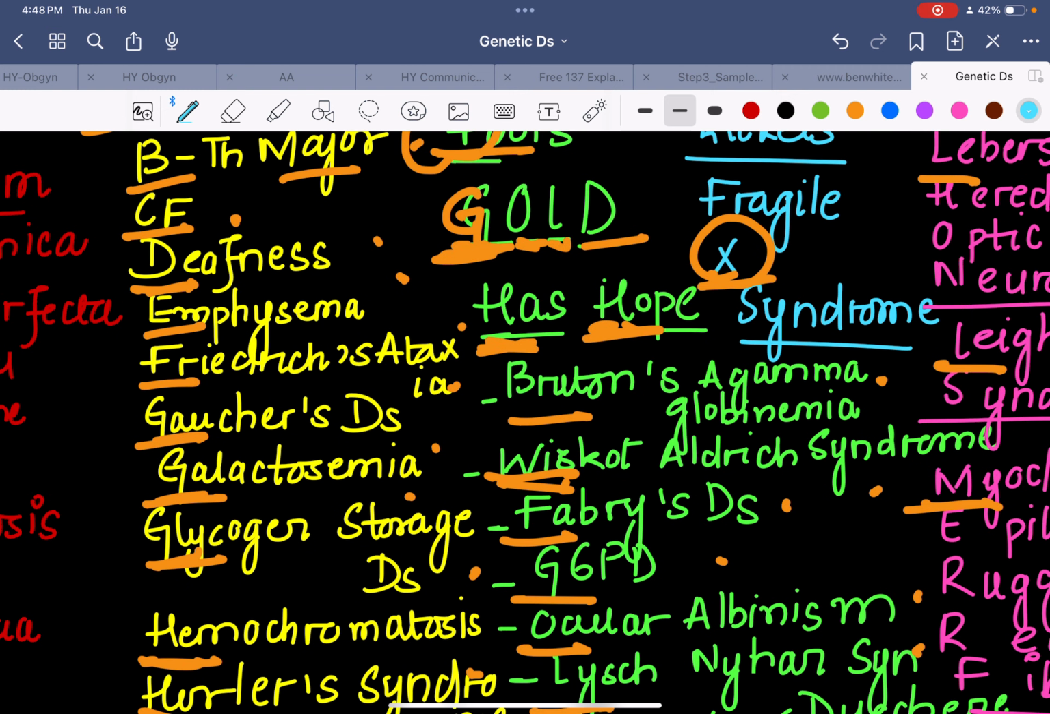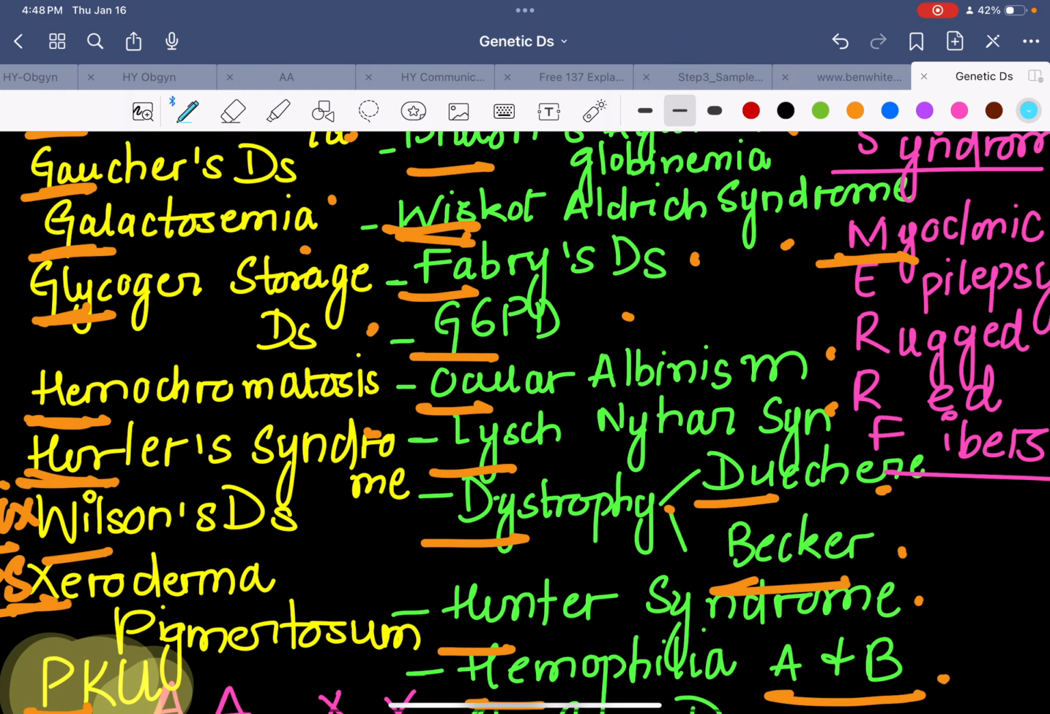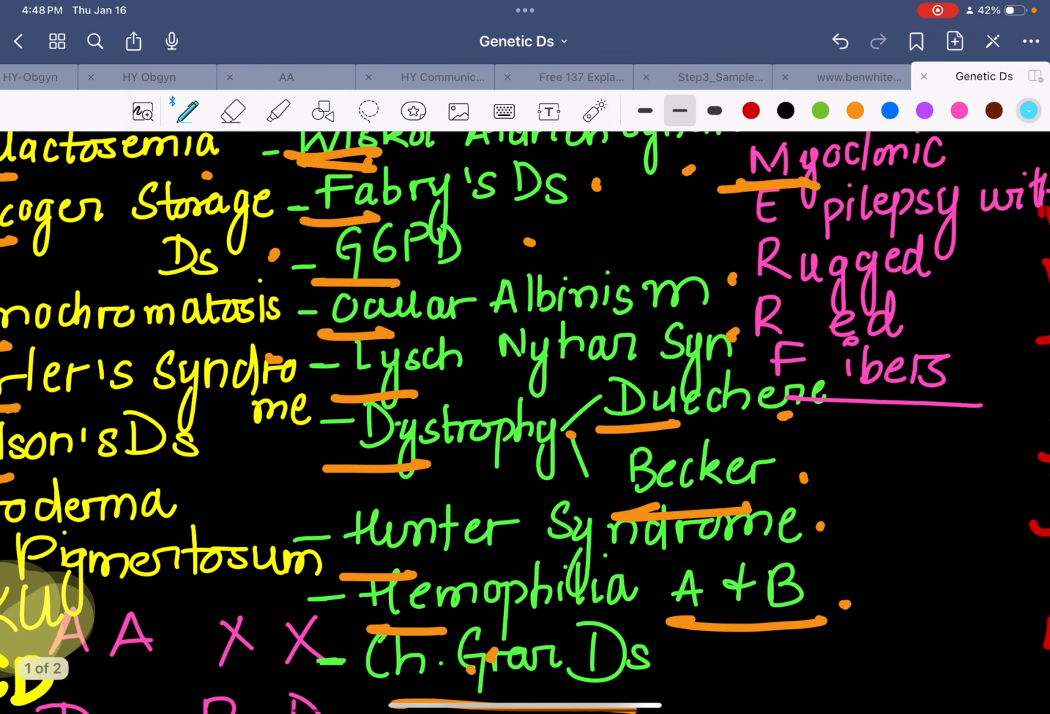W for Wiskott-Aldrich syndrome. F is for Fabry's disease. G is for G6PD deficiency. O, ocular albinism. L, Lesch-Nyhan syndrome. D, dystrophy, so for example, Duchenne or Becker's muscular dystrophy. H, Hunter syndrome. H, hemophilia A and B.